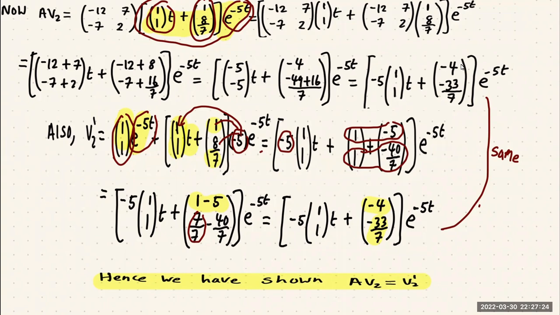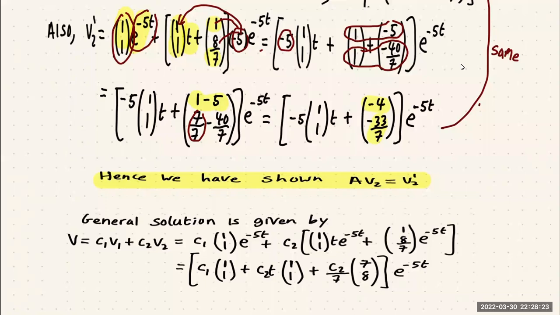So now let's write the general solution. Our general solution then will be c1 V1 plus c2 V2. And our V1 was the 1, e to the minus t. And our V2 was 1 e to the minus 5t plus 1/8/7 e to the minus 5t. We can then factor out the e to the minus 5t here and here. So I've done that over here. And we can write it a bit simpler as this.